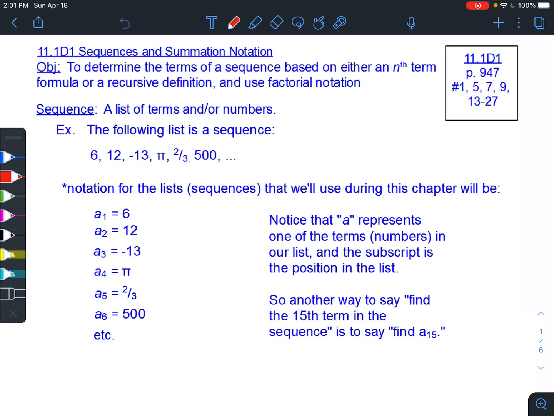All right, welcome back. We're at 11.1, day 1, sequences and summation notation. We're going to determine the terms of a sequence based on either an nth term formula or a recursive definition, and use factorial notation. It's going to be kind of a big lesson, so brace for impact.